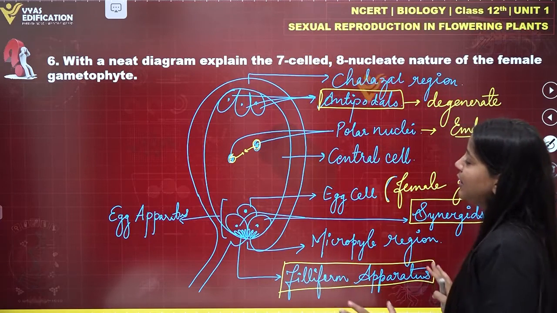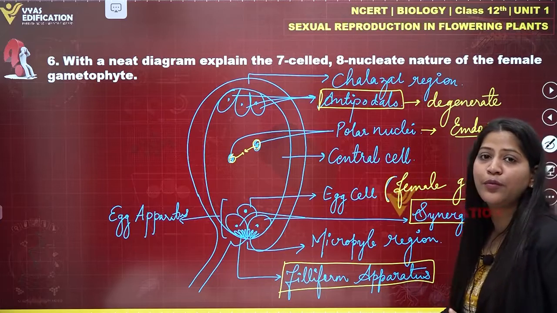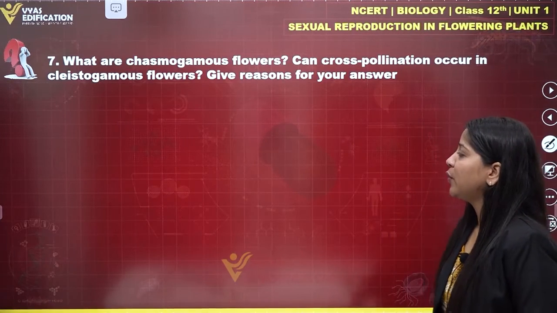So this is the explanation and a diagram with proper labeling of a female gametophyte, and this is the complete solution of question number 6. Now let's talk about question number 7.